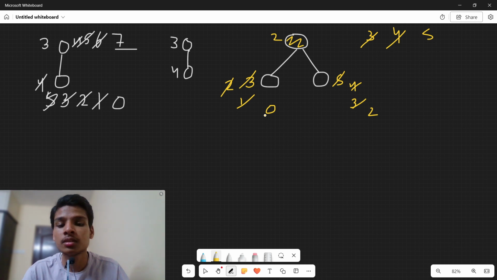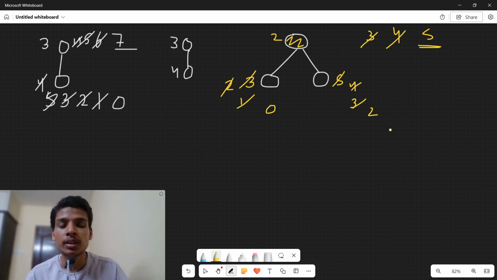No, because this 0 would become negative. So the final answer is only 5. Okay, now what is this 5? If I ask you what is this 5? The 5 is the value of my root plus the minimum value among these children. That is 3 plus 2, 5.